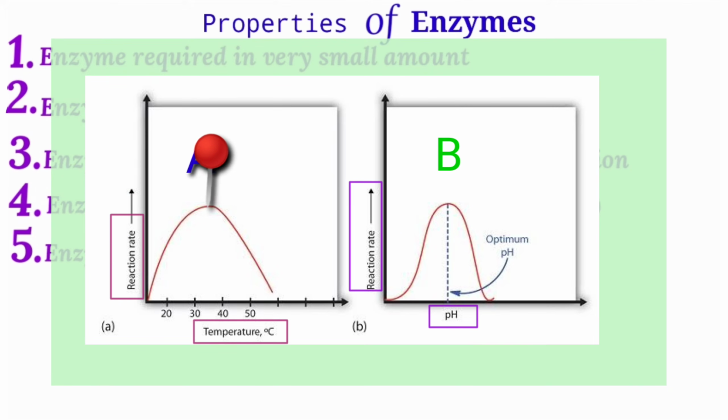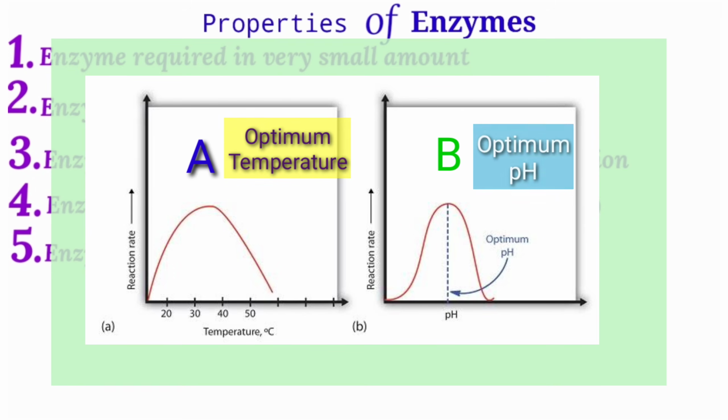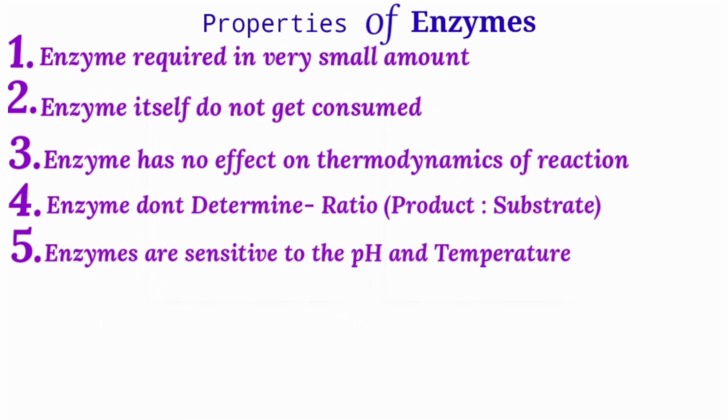In A, we can see the temperature where the enzyme shows maximum reaction rate, but with gradual increase in temperature, the reaction rate decreases. Same with the pH. We have the pH where the enzyme shows maximum activity, which is the optimum pH for that enzyme, and again on exceeding that pH, the enzyme activity will decrease. So the temperature where the enzyme shows maximum reaction rate is the optimum temperature, and the pH where the enzyme shows the maximum reaction rate is the optimum pH for that enzyme.